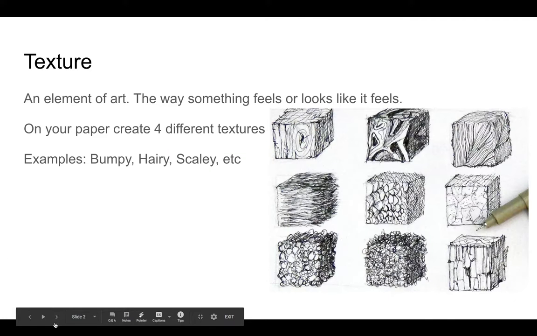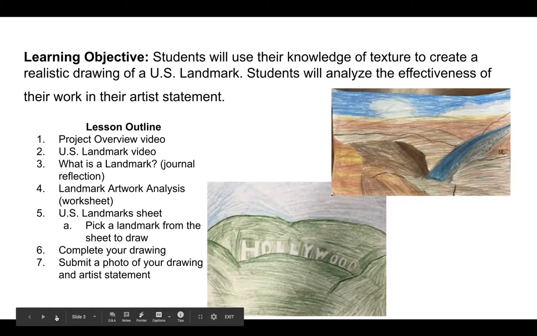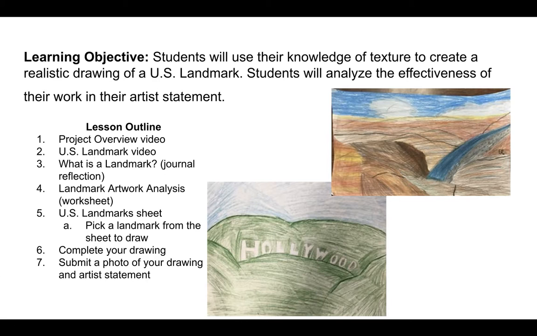So the learning objective, I'm getting ahead of myself. The learning objective for this project is that you are going to use your knowledge of texture, which is one of the 7 elements of art, to create a realistic drawing of a US landmark. And then once you get done with your drawing, you're going to analyze the effectiveness of your work in the artist statement.